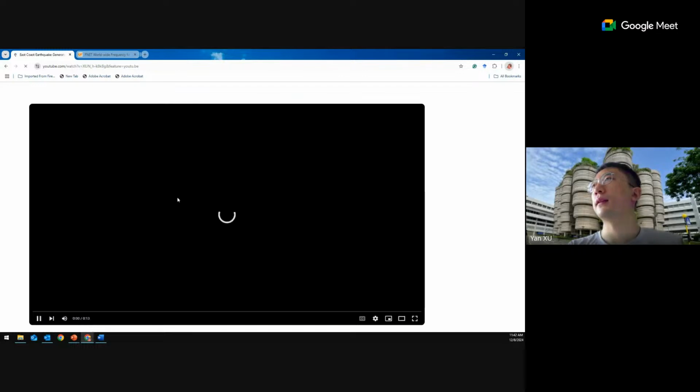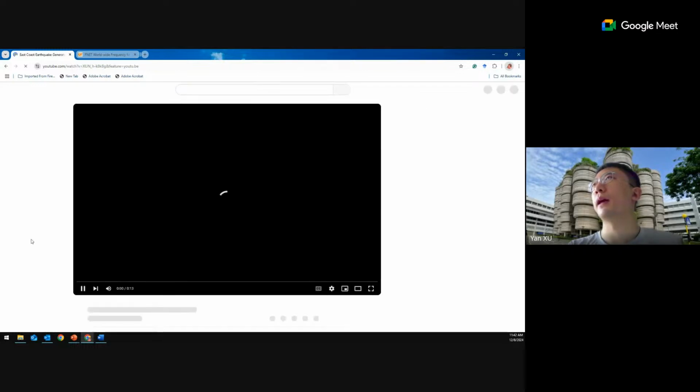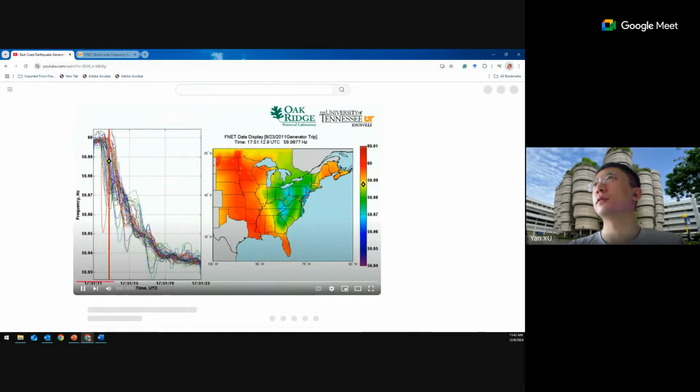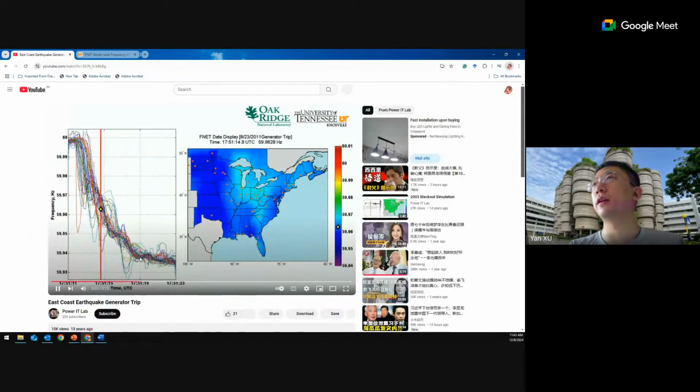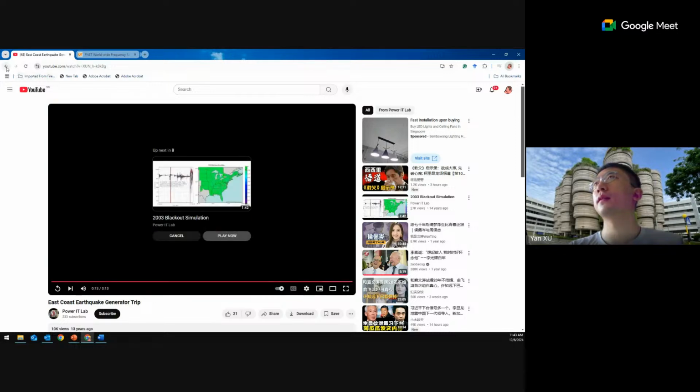And there is another event, a blackout. You can see the frequency dramatically declines to a low level. Each curve represents one frequency measurement unit. You can see very clearly here.